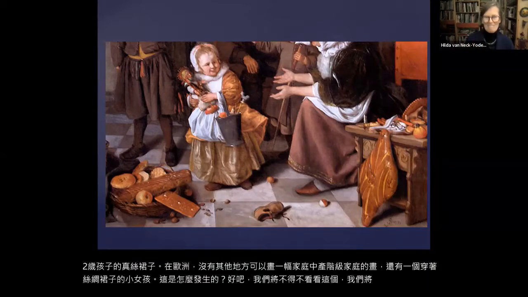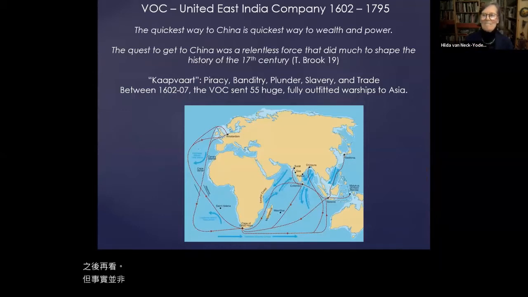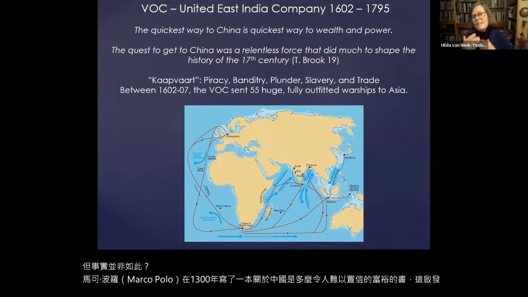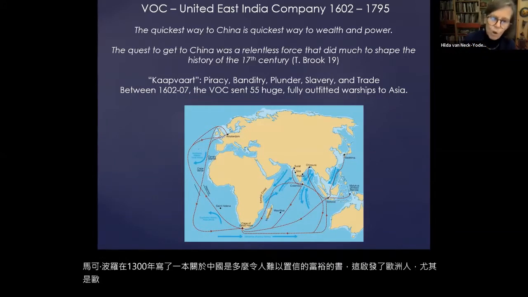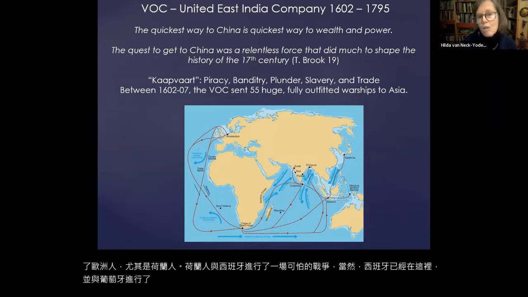Next slide, please. What happened is that Marco Polo in 1300 wrote a book about how incredibly wealthy China is. And that inspired Europeans, and especially the Dutch. The Dutch had a terrible war with Spain. And Spain, of course, was already here with Portugal. They were already trading with India, and they were trading with China. And the Dutch were having a war.